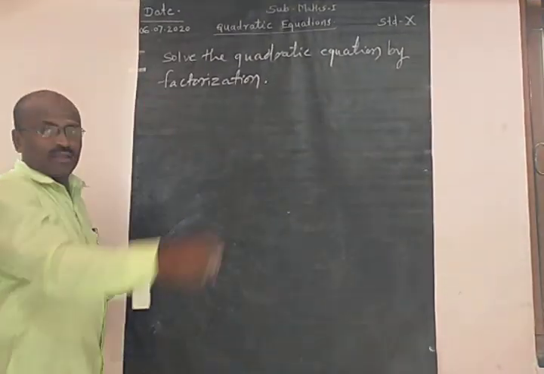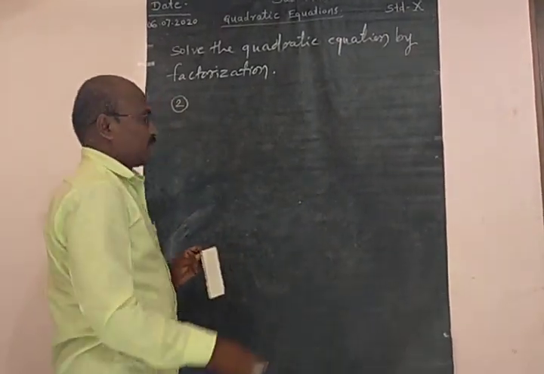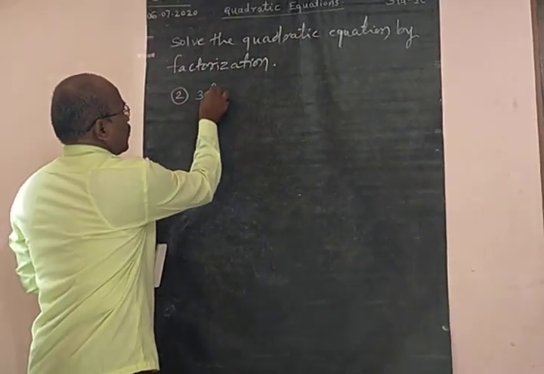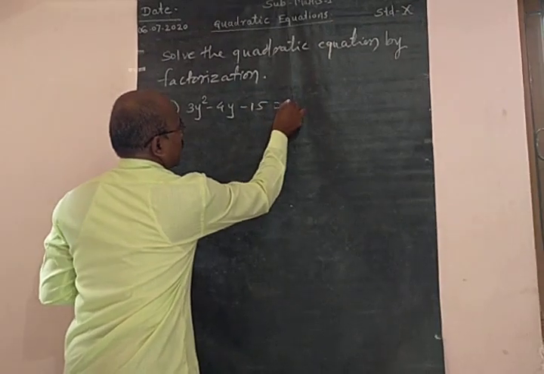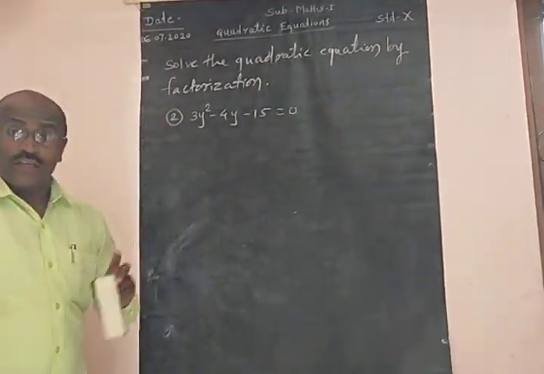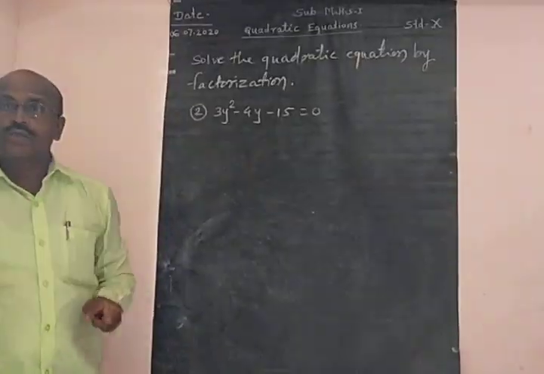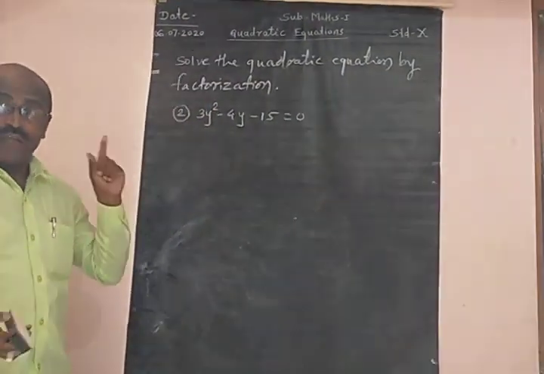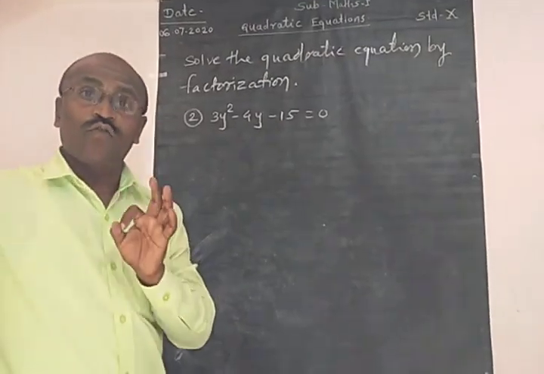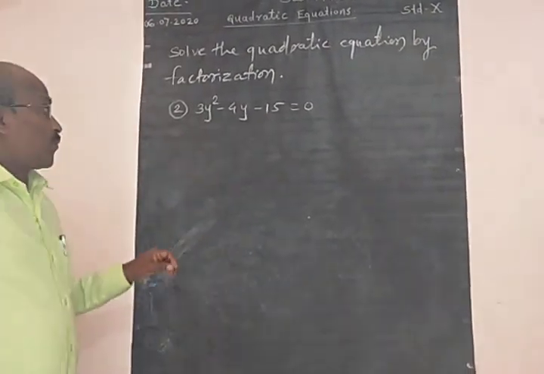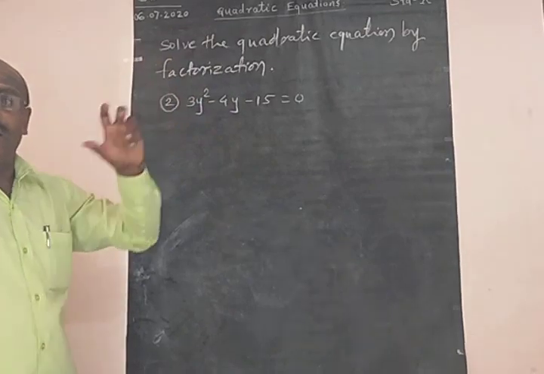Now we will take the second example. What is that? 3y square minus 4y minus 15 is equal to 0. Now look here in this equation, the sign of the last term is negative. If the sign of the last term is negative, then we have to find the two factors whose subtraction will be as much as the middle term.